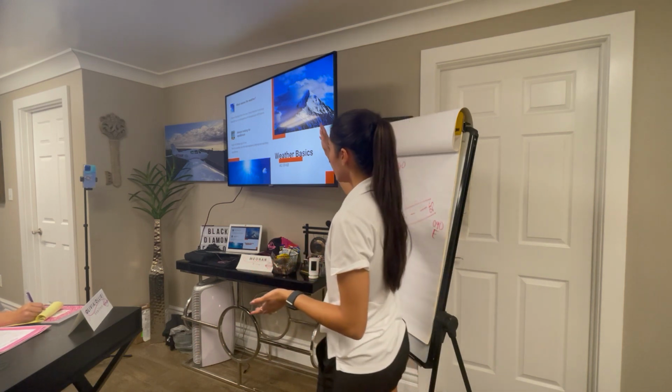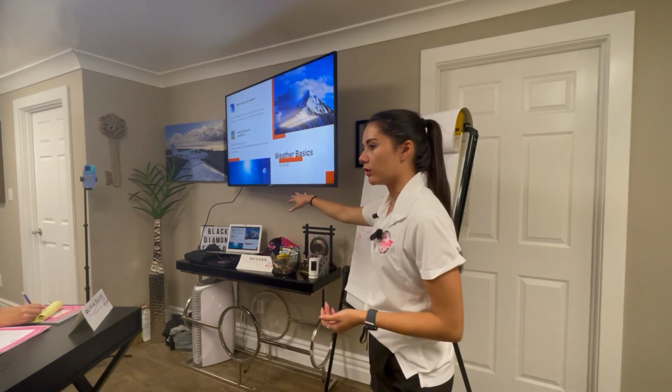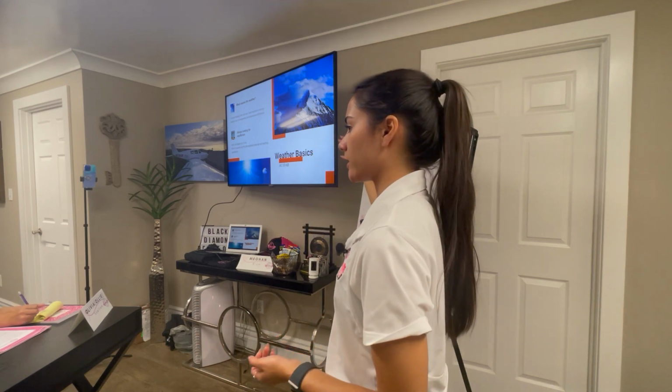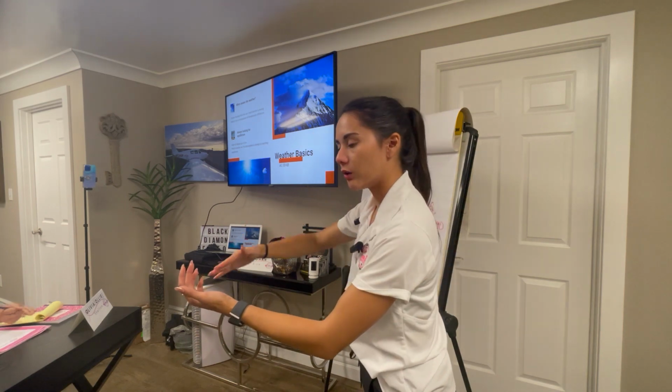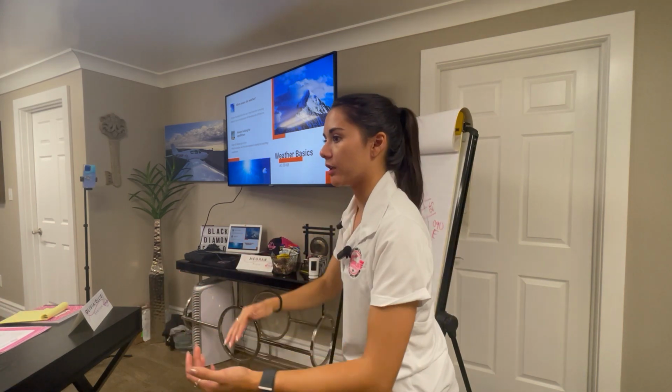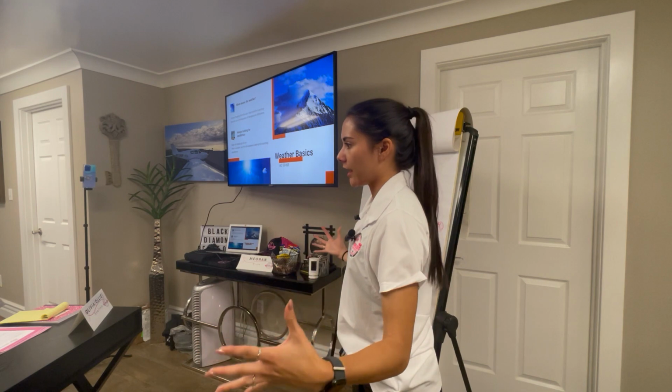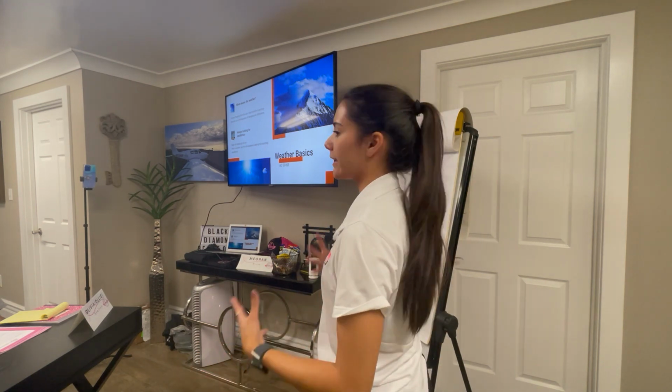So high pressure will always go to low pressure. So you have a high pressure system and a low pressure system next to each other. That high pressure is always going to flow to the low pressure. That's where we get wind from. The atmosphere is just trying to find equilibrium. It's trying to balance itself out.